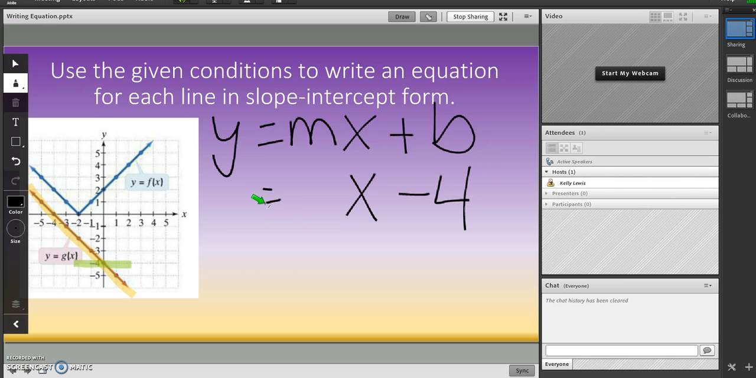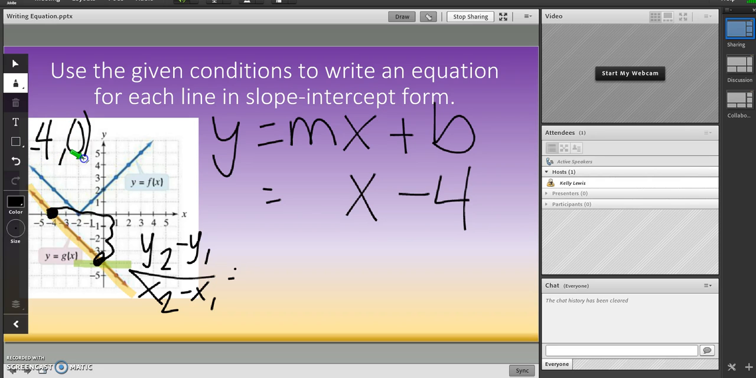So the slope, we don't know the slope. We can find the slope maybe by counting, or we can just pick 2 points. I'm just going to pick this point and this point, and we can use the formula. The formula is y2 minus y1 over x2 minus x1. This right here is (-4, 0), and that right there is (0, -4). I'm going to call the first one the first one, and this one the second one.